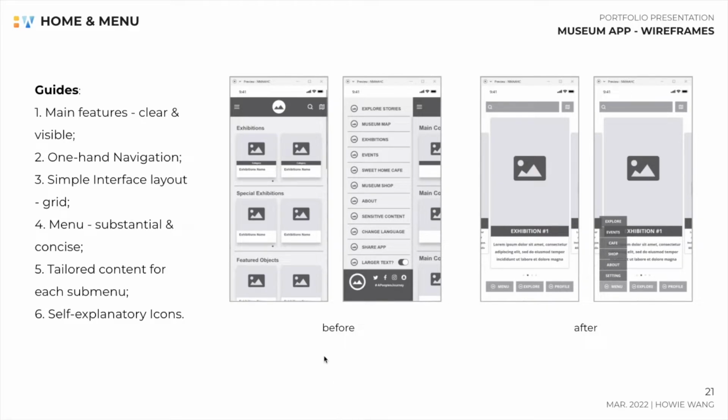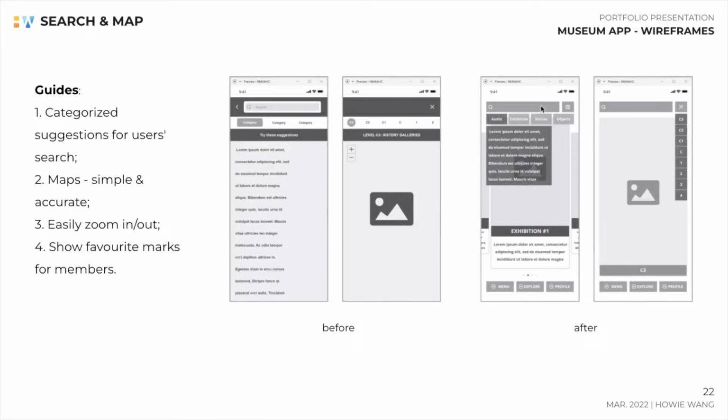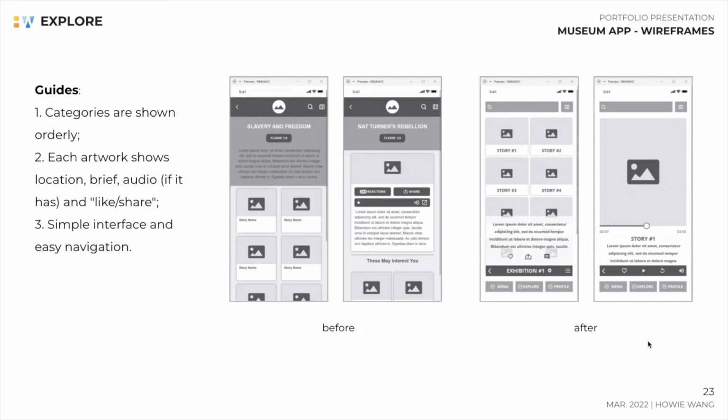Basically, all the navigation is accessible by one hand, and I enlarged the photos to make the content stand out. And this is a category, and it's more organic and structured and divided into different categories. And this is the map. This is the explore section. So again, most of the navigation is on the bottom, and the content is larger and plays the main role.